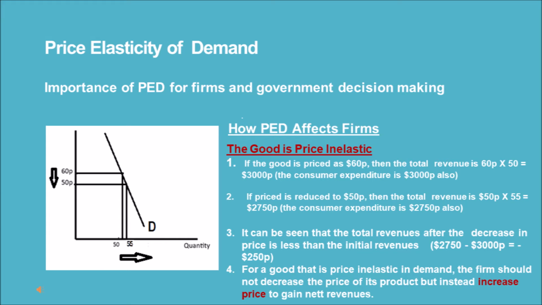2750p also. 3. It can be seen that the total revenue after the decrease in price is less than the initial revenue. 2750p minus 3000p equals negative 250p. 4. For a good that is price inelastic in demand, the firm should not decrease the price of its product but instead increase the price to gain net revenues.